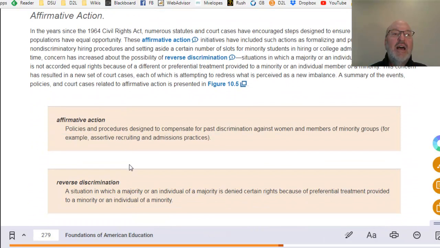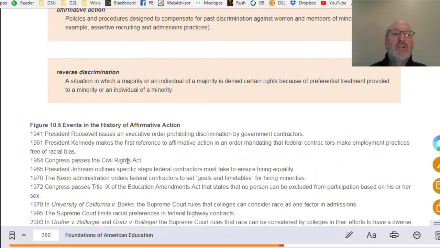Affirmative action here. And this is the affirmative reverse discrimination, in which a majority of an individual or majority is denied certain rights because of preferential treatment provided to a minority or individual of minority. So what has happened, for example, some colleges got in trouble with this, where they have really strict criteria, and then somebody that's more qualified is denied because they weren't the right background, weren't the right race. And so they reverse discrimination. Even the courts upheld some of the college's rights to do that, to deny people their constitutional right because they had better qualifications.